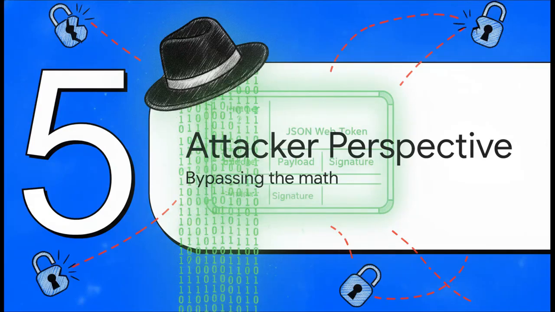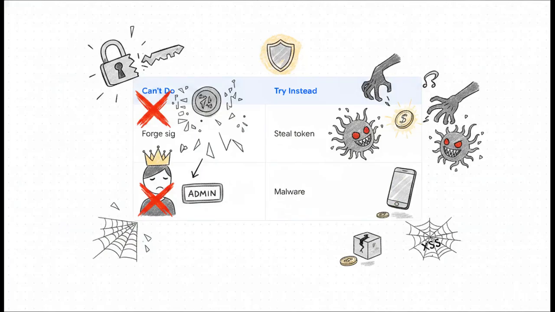All right, Section 5, let's flip it around. The attacker's perspective, bypassing the math. So the crucial point here is that because of this incredibly strict cryptography, attackers are completely blocked from forging signatures, extending expiration times, or modifying their user role to suddenly become an admin. If they try any of that, the token is instantly useless. So instead of attacking the math, they pivot. They attack the implementation. They try to steal already valid tokens using cross-site scripting or XSS. They use browser malware. They hunt for poorly coded apps that store these tokens insecurely right on the client's device. It's a whole different battlefield.